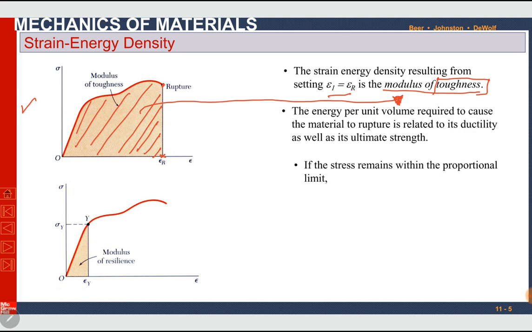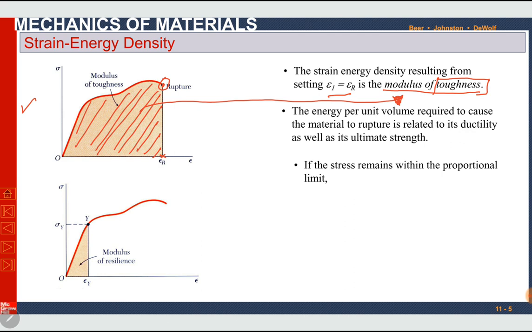Okay. So the energy per unit volume required to cause the material to rupture is related to its ductility as well as its ultimate strength. This much energy stored by the material until rupture point, energy per unit volume, is related to the ductility of the material as well as the ultimate strength of the material. Okay.